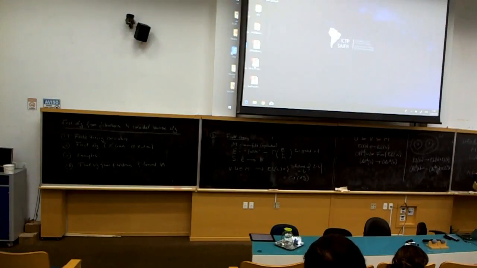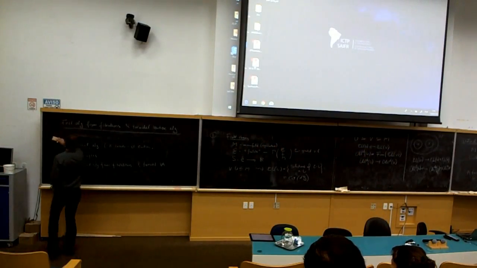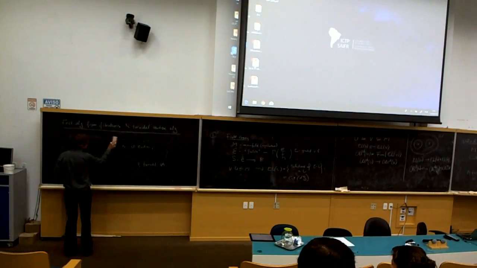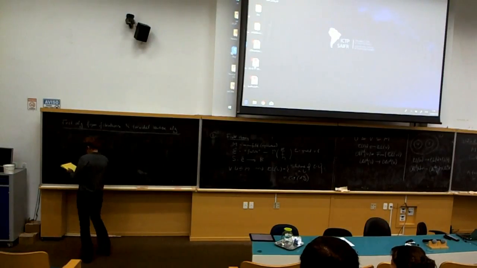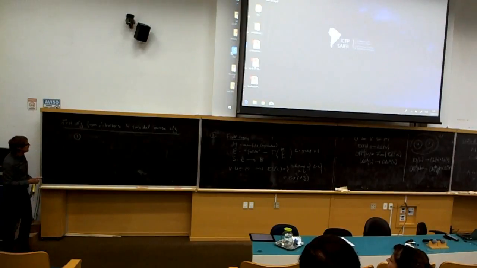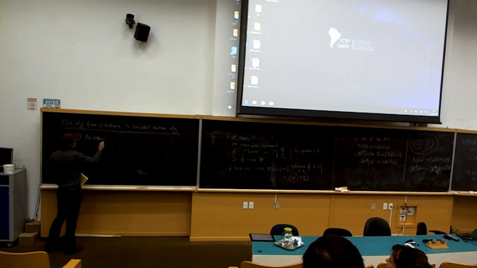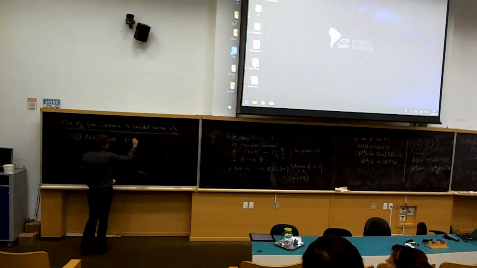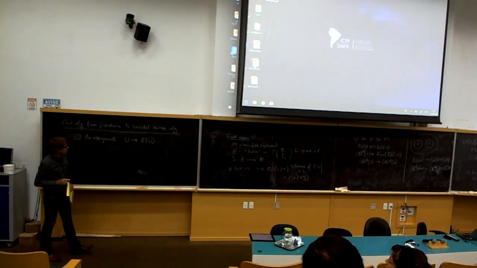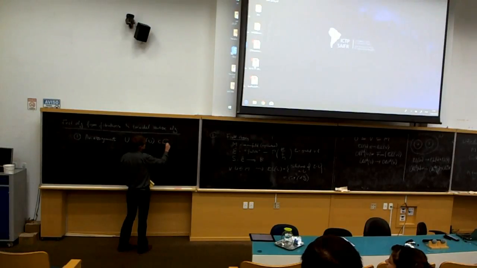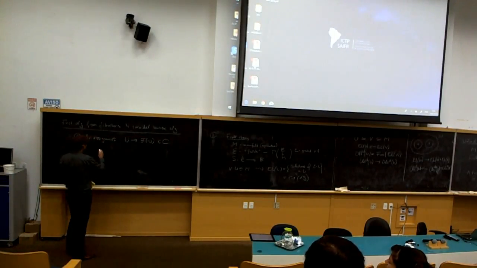And so a factorization algebra F on M with values in this monoidal category C is the following data. The first part of this data is an assignment of an object of this category, so typically a vector space or a chain complex, to each open set U in M.